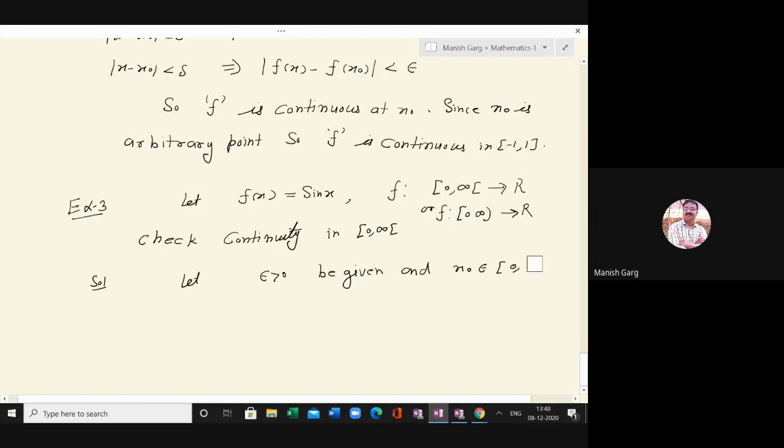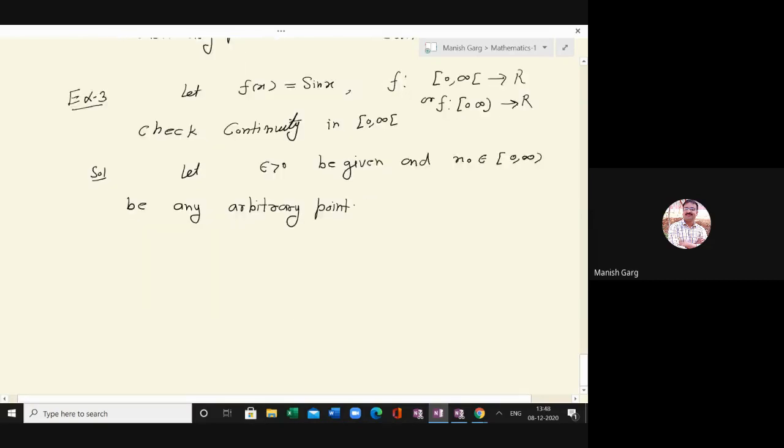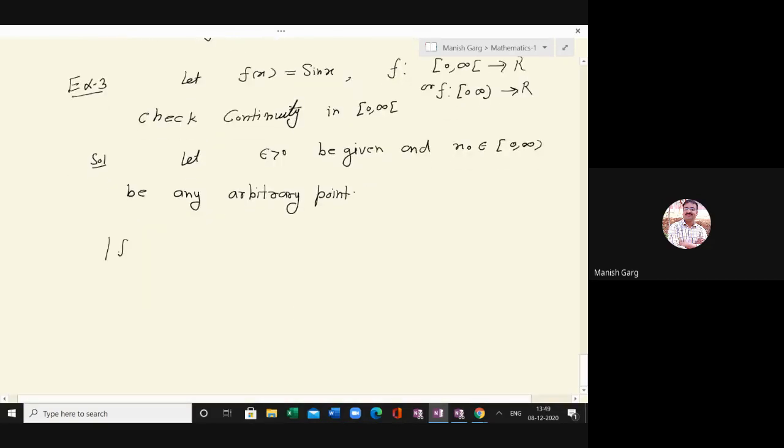That will be good. This is any arbitrary point. Okay, now again find f(x) minus f(x naught). So this will be sin x minus sin x naught. So sin x minus sin x naught is same as, Karthik, the formula of sin C minus sin D.